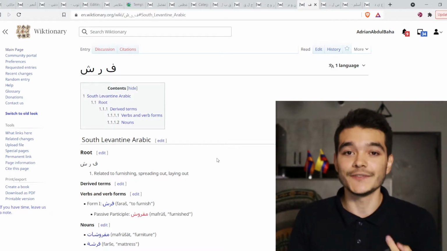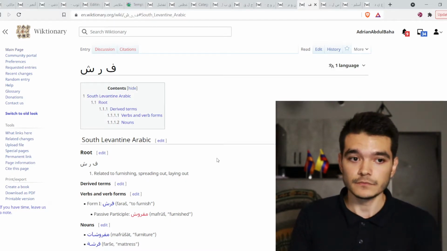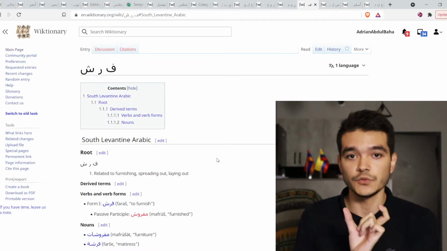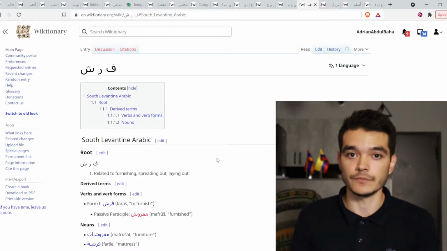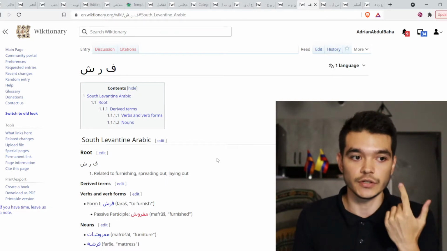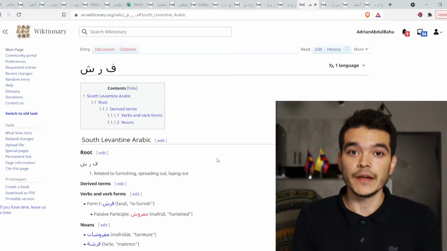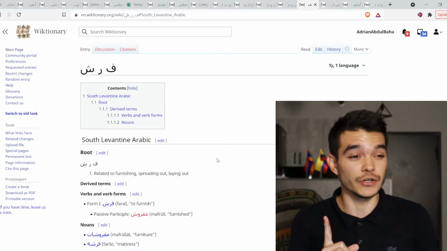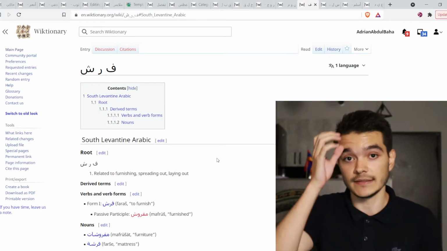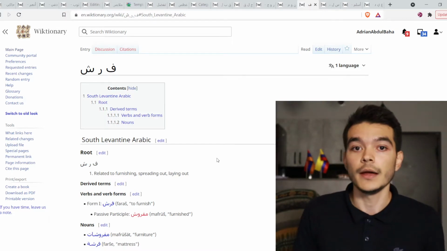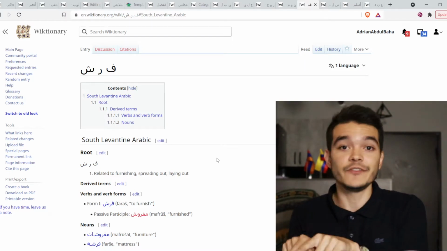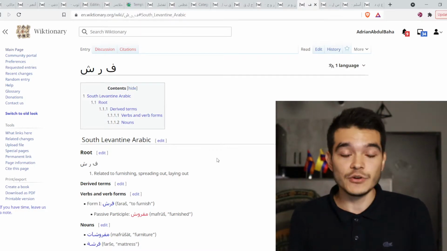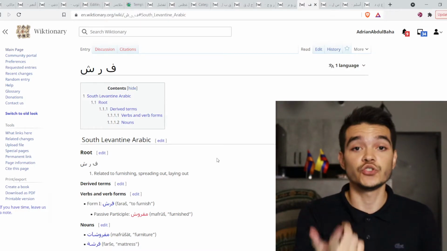So the verb itfarraj means to look. This root is fa, ra, jim, right? Itfarraj, to look. But there's another word that is similar. Whether it has the same root or not is debatable, but the similar word is farja. So you have itfarraj, which means to look, and then you have farja, which means to show.